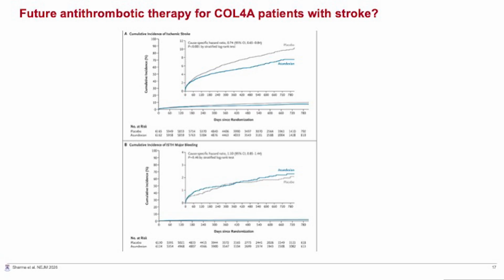More importantly, for our purposes, is the question of major bleeding. There was no difference between the arms in terms of major bleeding, which doesn't necessarily prove that this drug does not increase the risk of bleeding, but it makes that a possibility. And so I do wonder if there's some future here for using this for COL4A patients who have ischemic stroke or are at risk of ischemic stroke, in addition to many other areas.